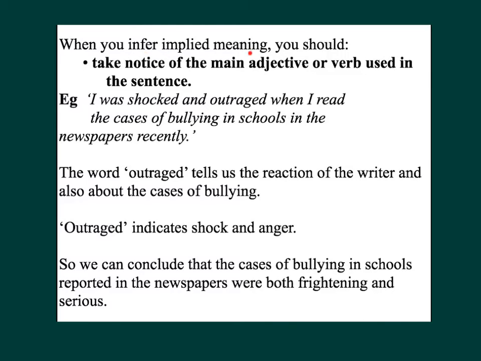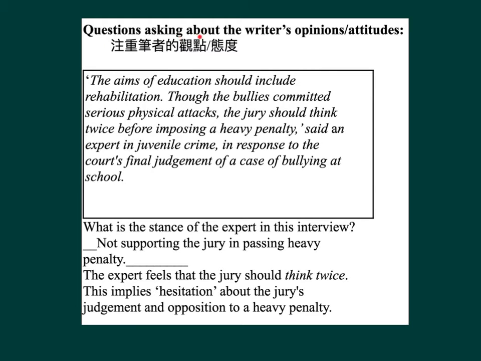When you infer implied meaning, you should take notice of the main adjective or verb used in the sentence. For example, I was shocked and outraged when I read the cases of bullying in schools in the newspapers recently. The word outraged tells us the reaction of the writer and also about the cases of bullying. Outrage indicates shock and anger. So we concluded the cases of bullying in schools reported in the newspapers were both frightening and serious. Questions are asking about the writer's opinions and attitudes.